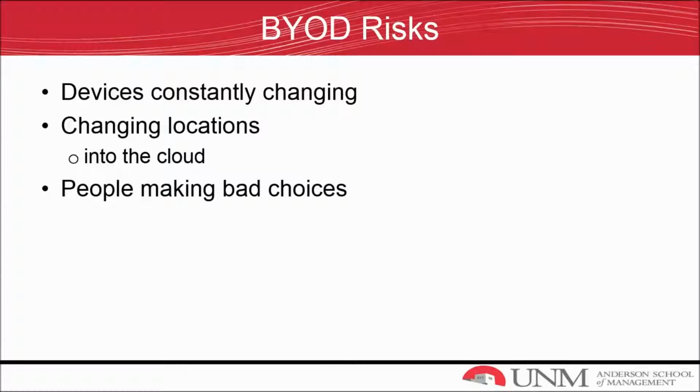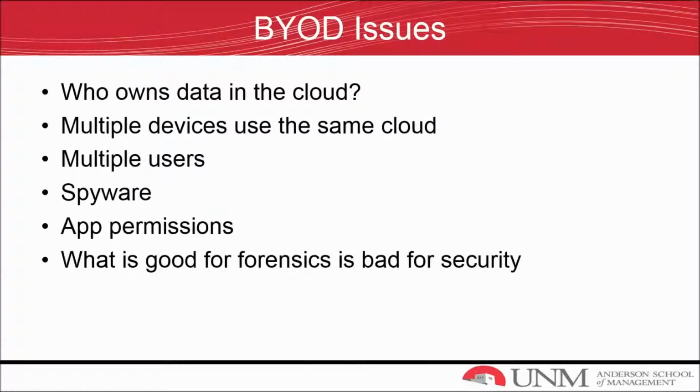Another risk is that people can make bad choices. People can install malicious software. They can leave their phone unlocked. They can let someone else use their phone. And this all needs to be considered when making the decision of what data should be put on a phone, what phones are allowed, and what the policies and procedures are.